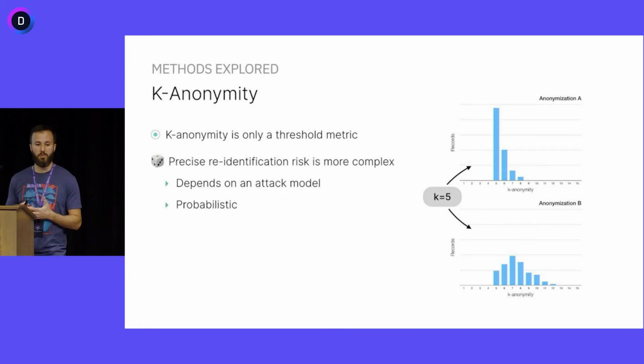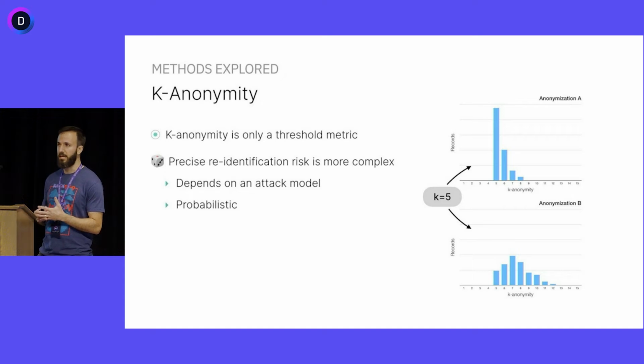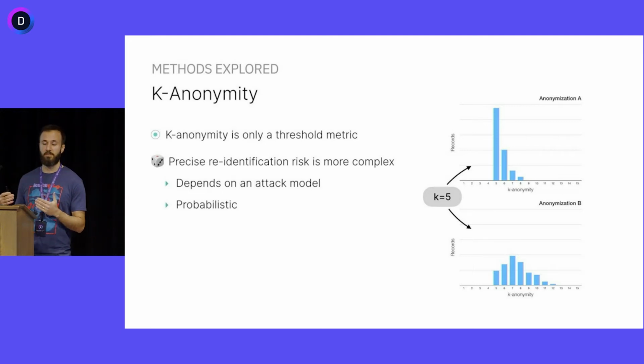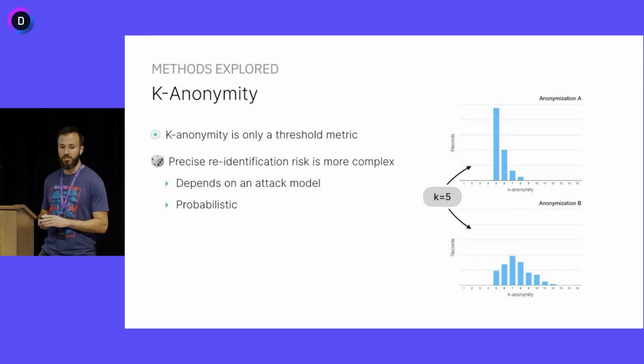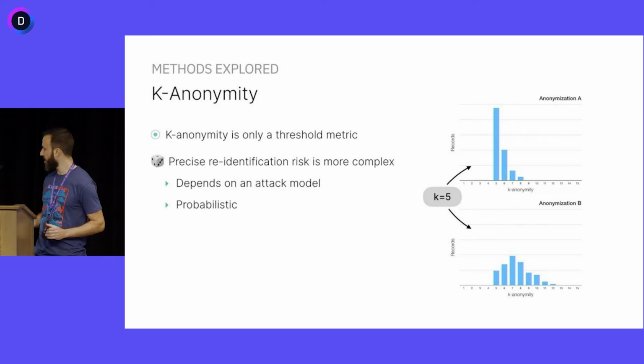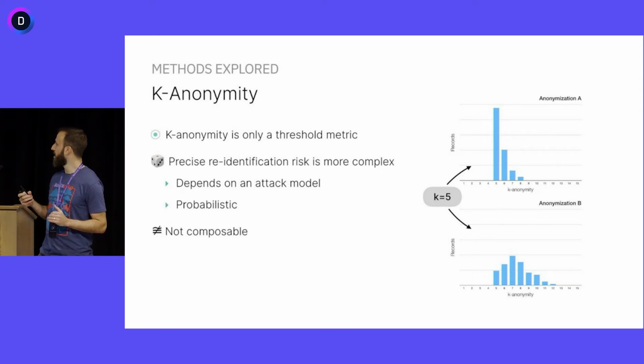And so this is a little bit more complicated because it's based on the probability of a successful attack. So we have to consider what might an attacker know and what background information might they have. In addition, because it's probabilistic, this is a weaker guarantee than differential privacy, which is more of an absolute metric. And so it's a little squishier. And then k values aren't composable like epsilon.